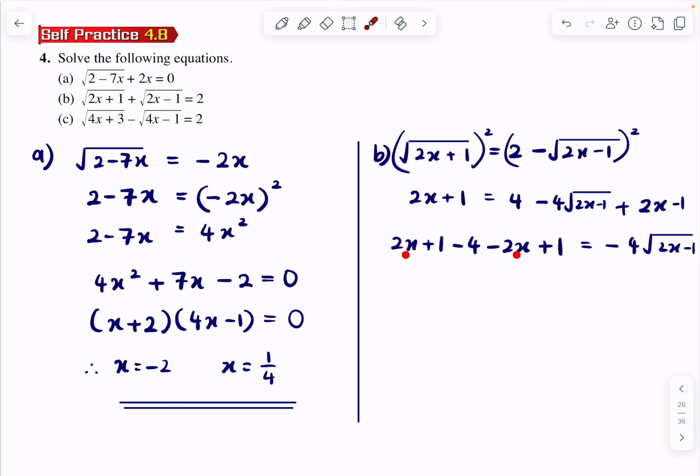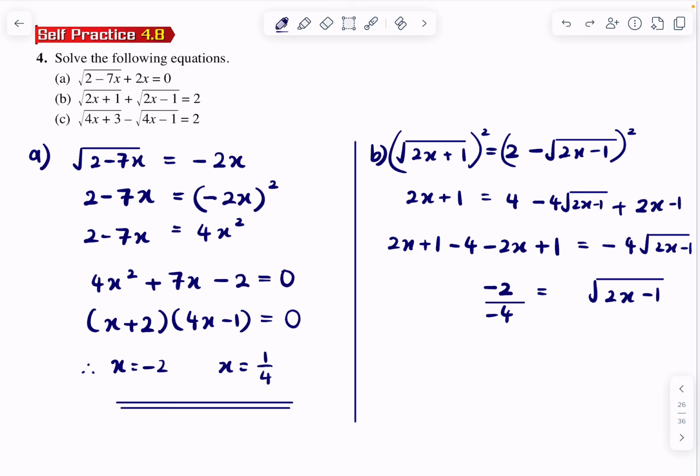So 2x minus 2x cancels off. 1 minus 4 is negative 3. Negative 3 plus 1 is negative 2. Equals negative 4 surd 2x minus 1. Then this negative 4 we can move over this side, become divide. So negative and negative will cancel off, leaving us with 2 over 4, which is also 1 over 2.